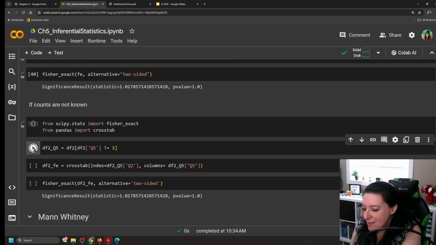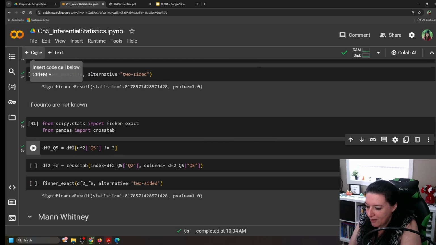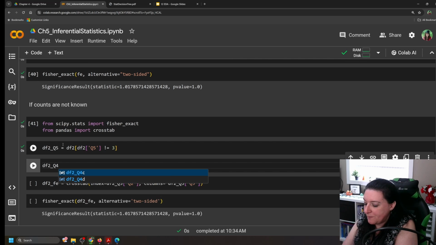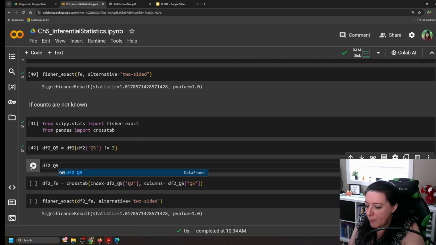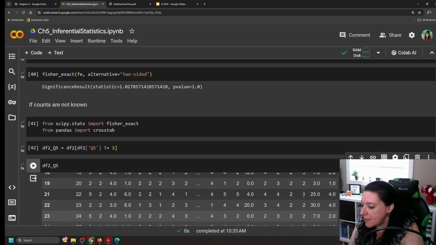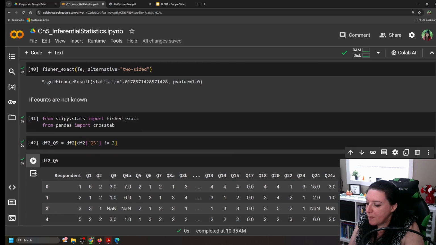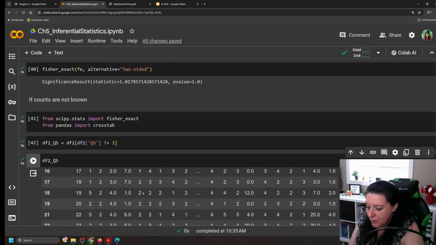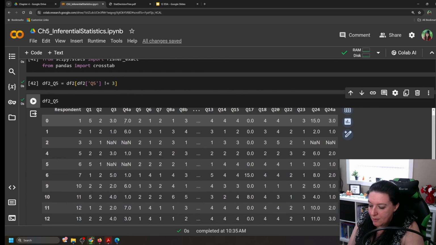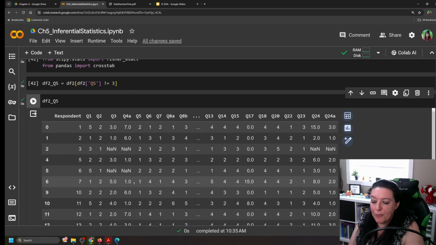So if we do this, we create this new value df2_q5, and we can look at what it looks like, df2_q5. What we've done is we have taken the data and we have the same table we had before, but we've removed from Q5 all the 3s. So you no longer see any 3s in that Q5. So we've created this new table that has Q5 without the 3s in it.